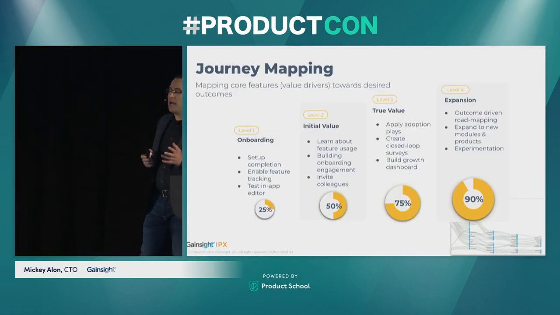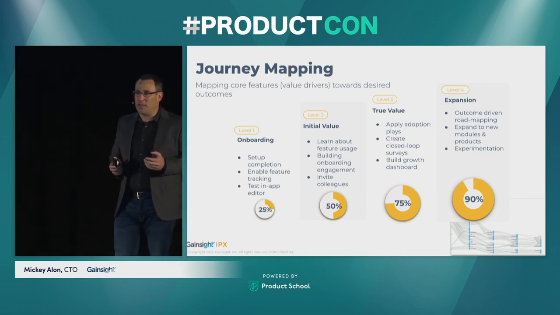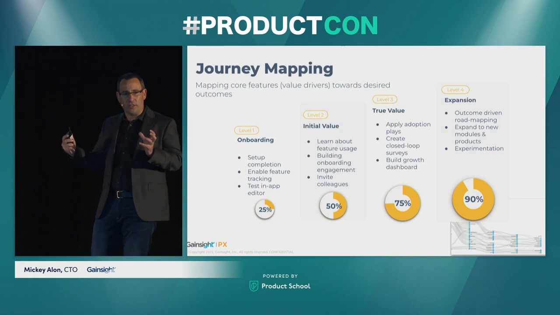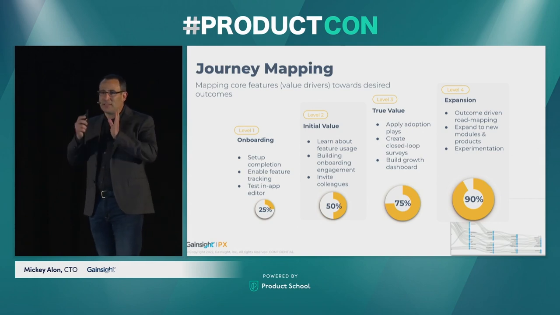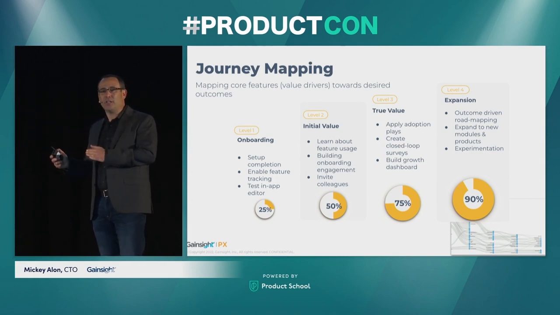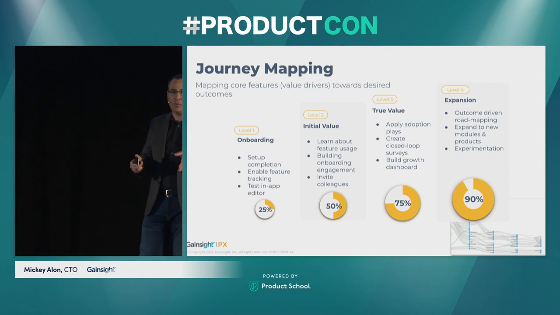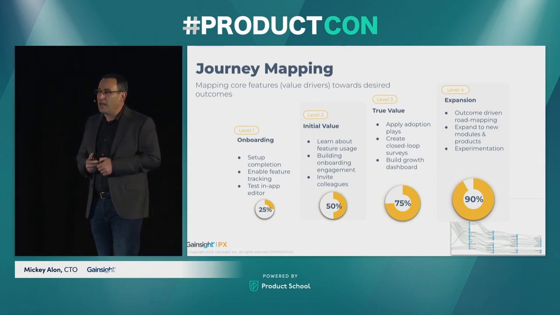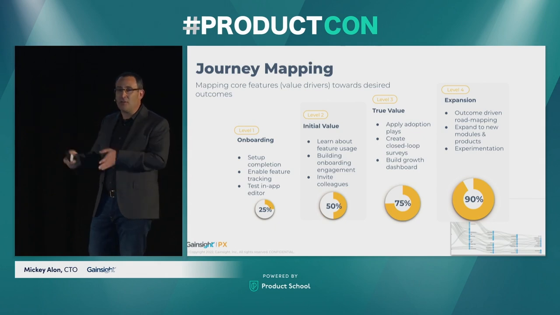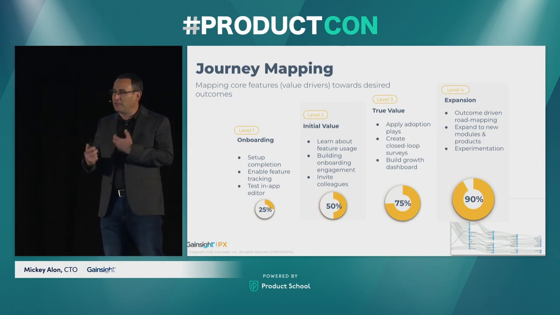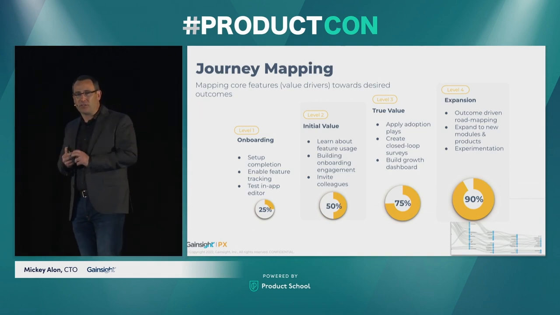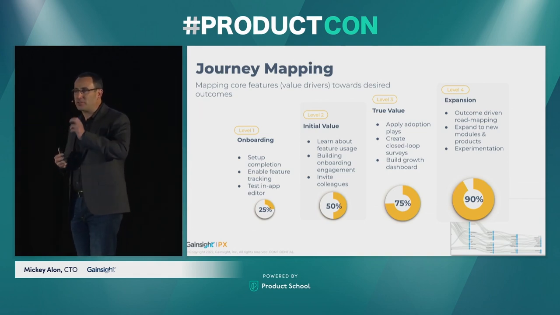One of the key elements to do, and it's a simple exercise, is build this value path, your user journey. And we basically slice that by the customer journey. You have the initial onboarding, the first 30 days, might be a trial, might be 90 days, the first interaction with your product. Then you have initial value, where they start using the basic functionality, and then they go to true value: the more advanced features, the more scalable, the admin features.